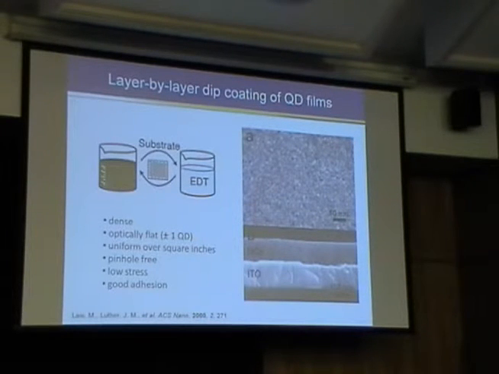The nice thing about this approach is that you can make films that look something like this. They're very dense, so basically randomly close packed or approaching that. They're optically flat, so their roughness is on the order of 1 quantum dot, even over square inches. They're uniform, pinhole-free, which is important for solar cell construction. And because of the method that is used, every layer that comes in is treated, and so it kind of relaxes before the next layer comes in. You have a low-stress film and usually very good adhesion to the substrate. So this is on a piece of ITO.